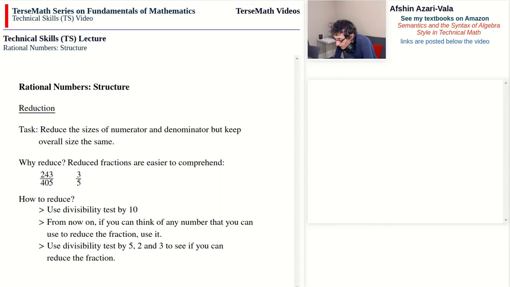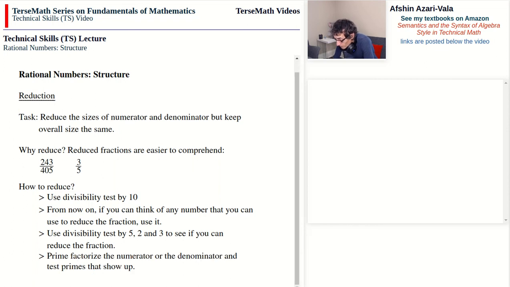And if none of these work and you still are not sure whether you're done or not, then you do a process that's called prime factorization. In my approach, I highly recommend that you prime factorize either the top or the bottom. Not both. Most textbooks and teachers would tell you that you need to prime factorize both the top and the bottom and find commonalities. There is no need to do that.